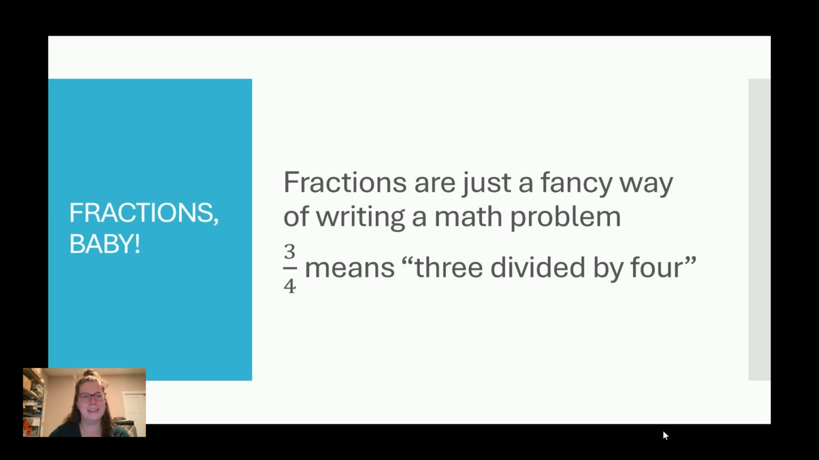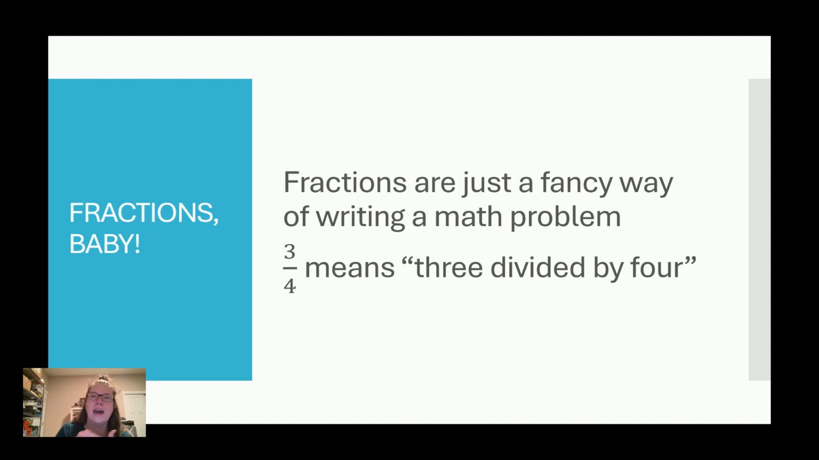Everybody's favorite time for fractions. First, we're just going to talk about fractions. Don't forget that the line in a fraction means divide. So a fraction is just a fancy little way of writing a math problem. We had three things, we cut it into four pieces.